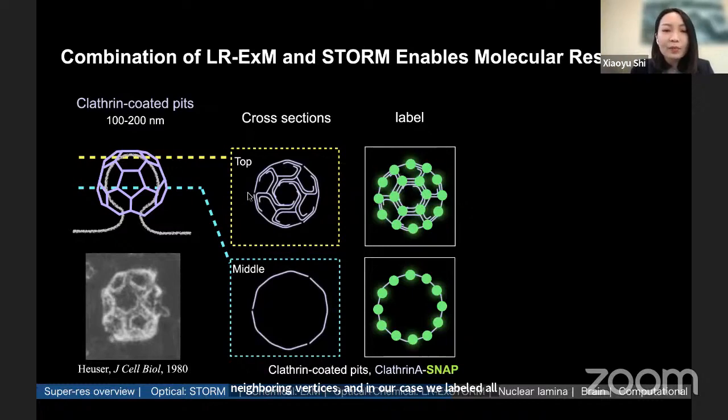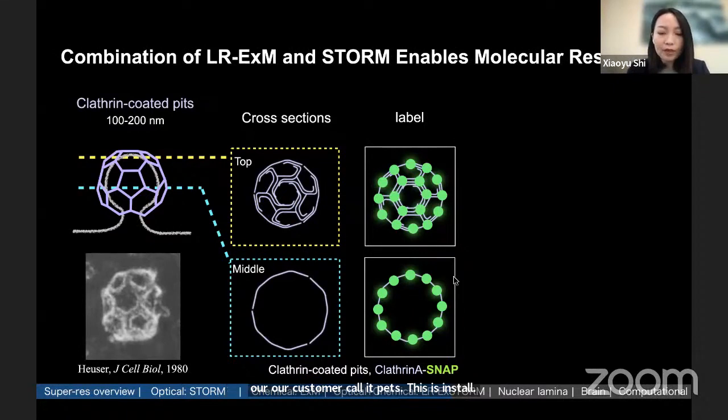So the green and purple show you the structure you expect to see when you focus on different Z on the clathrin-coated pits. For example, if you focus on the top of the clathrin-coated pits, you should see all the polygons. And if you focus in the middle cross section of the clathrin-coated pits, you see a hollow ring, right? Because it's a hollow structure. And this in the middle is how we label our clathrin-coated pits. This is in cell, it's in situ.